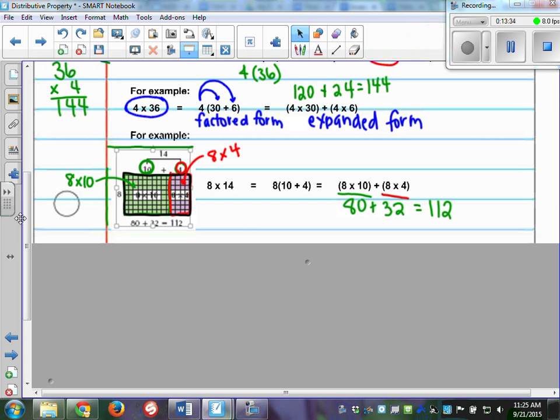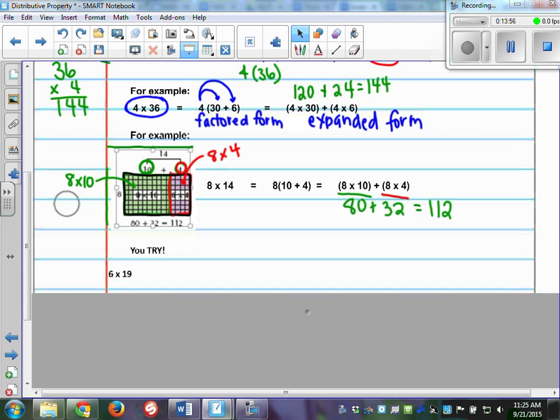So I can think of this as being 8 times 14. I can think of it being 8 times 10 plus 4. Or I can think of it as 8 times 10 plus 8 times 4. So there are a couple of different ways that I can think about it, but all of those expressions are equivalent, which is a really cool thing that you have lots of ways to solve problems.